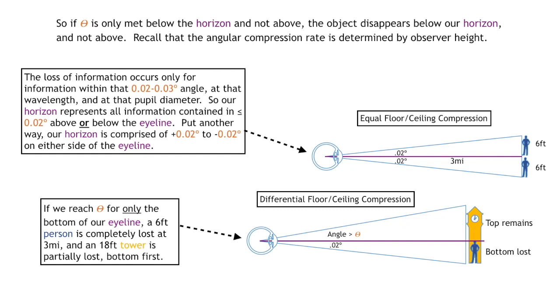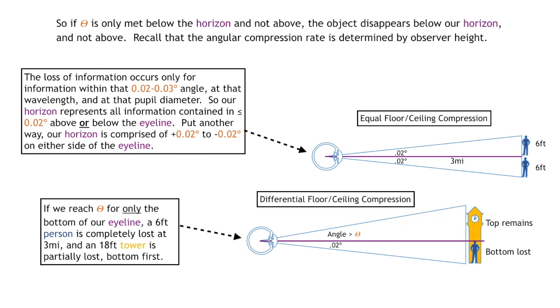So here we have our equal floor and ceiling compression rate. Again, instead of being close to a wall, we're right in the middle of a corridor, above and below. The ceiling is the same distance that the floor is away from our eye, and the walls are the same, you could say too. And we would equally reach theta for a given object above and below the eye line.